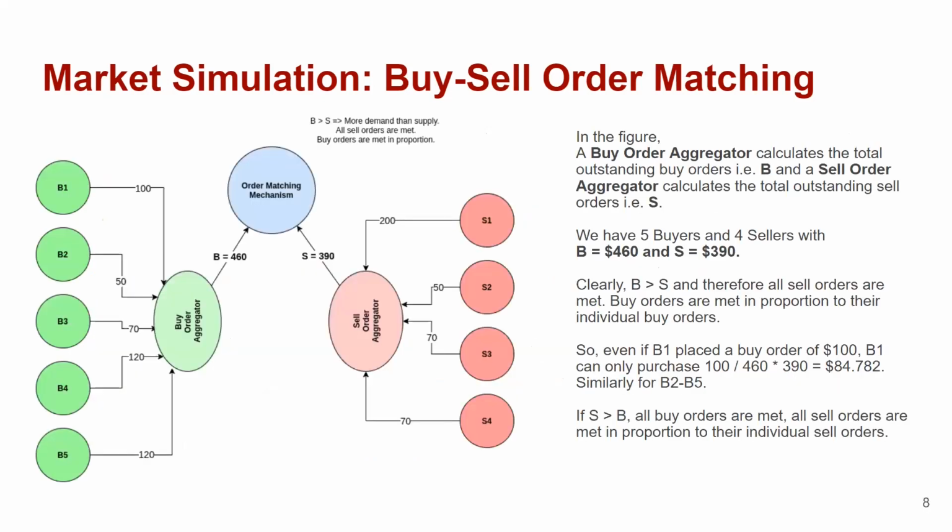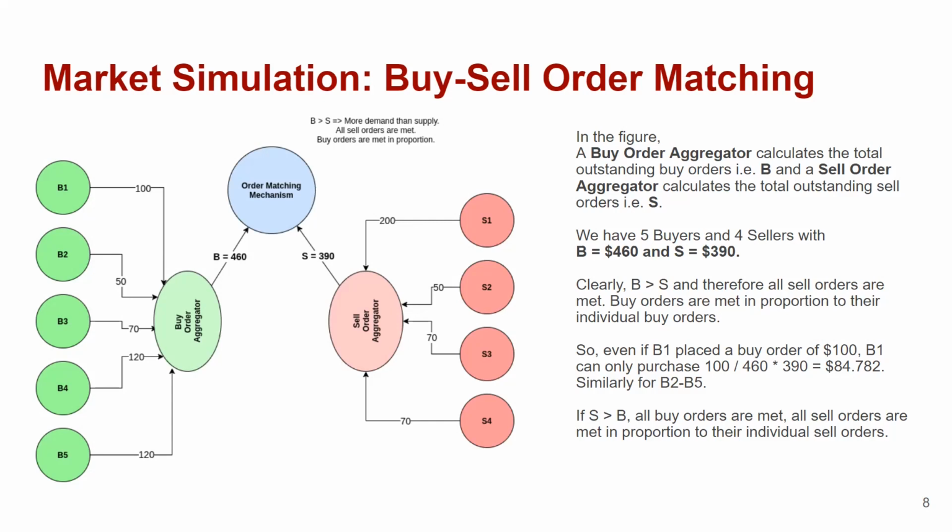This figure aims to make this buy-sell order matching mechanism clearer. On the left, we see that we have 5 investors named B1 to B5 who have outstanding buy orders. On the right, we see that we have 4 investors named S1 to S4 who have outstanding sell orders. And we can see the sell orders are something like 200, 50, 70, and 70. The buy order aggregator simply sums up all the outstanding buy orders, and similarly the sell order aggregator sums up all the outstanding sell orders.